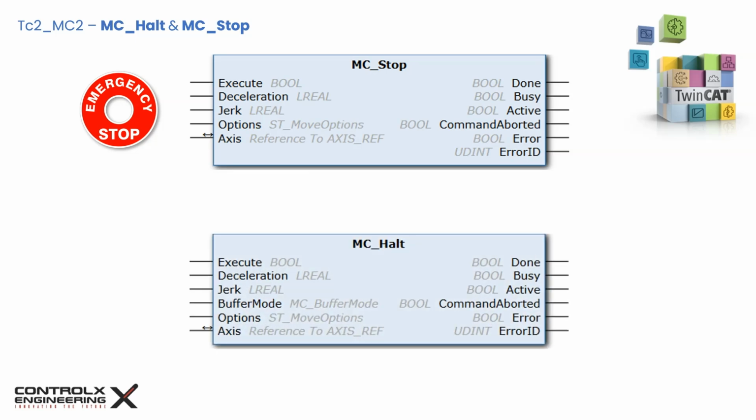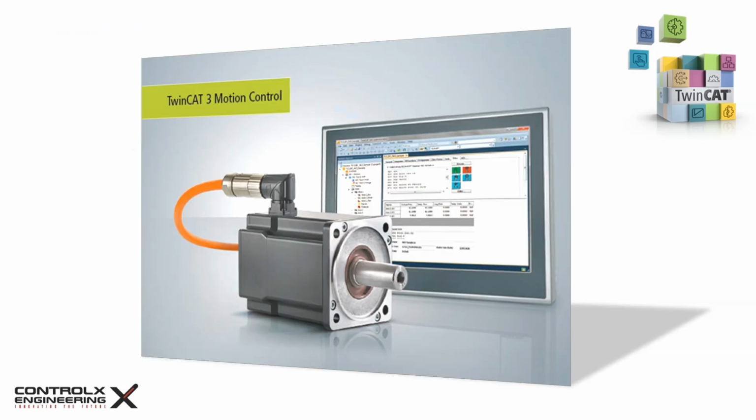For normal movement sequences, the MC halt function block must be used to stop the axis. Unlike the MC stop, this function block does not lock the axis during stopping. The axis can therefore be subjected to another move command at any time during the stopping sequence or after it has stopped. Now that we have covered the basics, I'll hand over to Andrew, who will demonstrate how to use these function blocks in a PLC project to control our simulation axis.